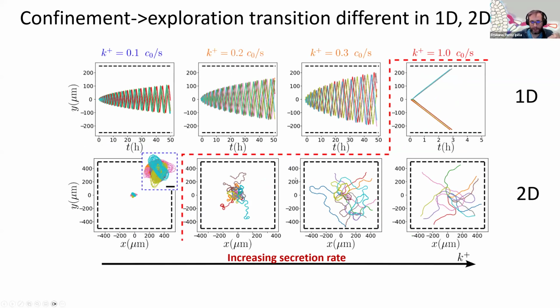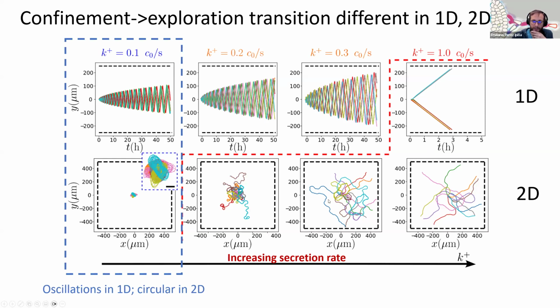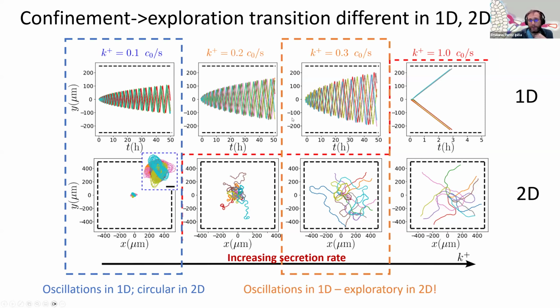So we went back to our model and we found that the transition between persistent motion and oscillatory or circular motion to exploratory motion happens at different places in 1D and 2D. That allows us to have different types of combinations. So we could have, for example, cells that oscillate in 1D and cells that move in circles in 2D. That was what we were expecting at the beginning. But we can also find a situation where we have cells that are oscillating in 1D, but they move in an exploratory way in 2D.